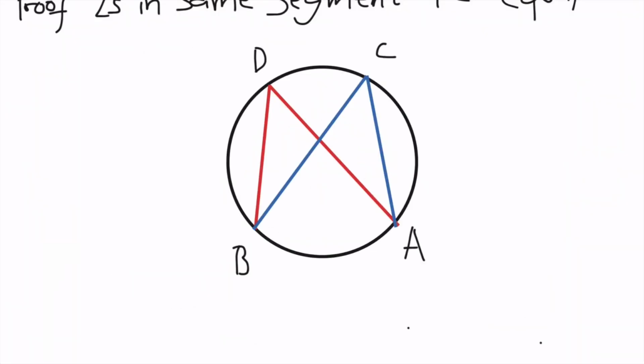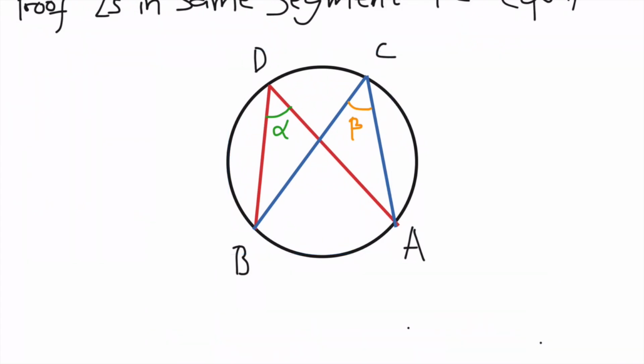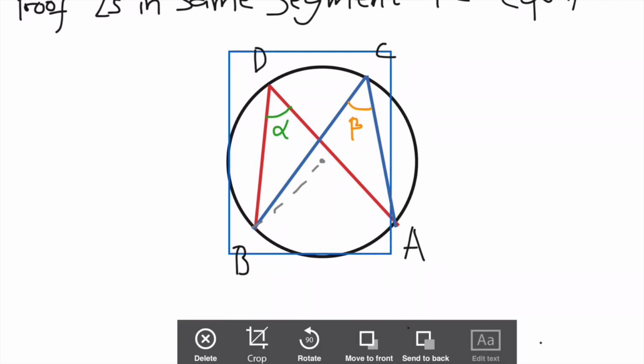Okay, next we are going to prove that angles in the same segment are equal. Right, we want to prove that the angle BDA, which we assume to be alpha, is equal to the angle BCA, which we assume to be beta. And so how do we do that? First of all, from the same segment, we draw a line towards the center of the circle.